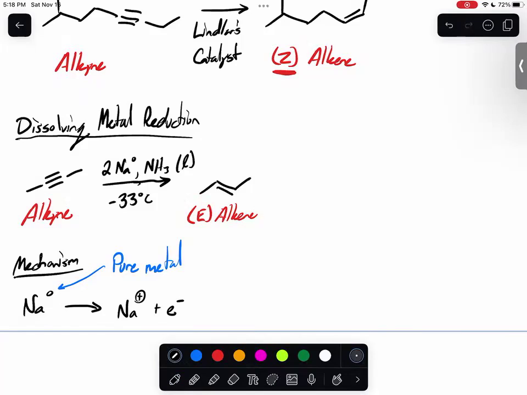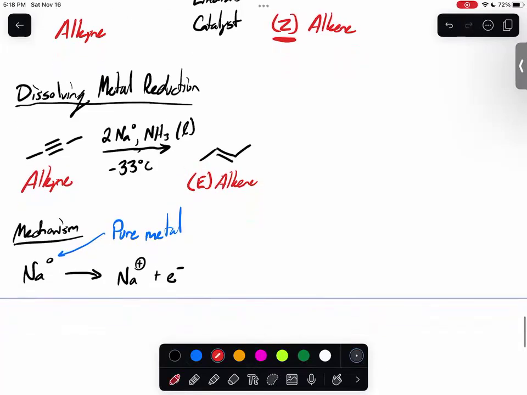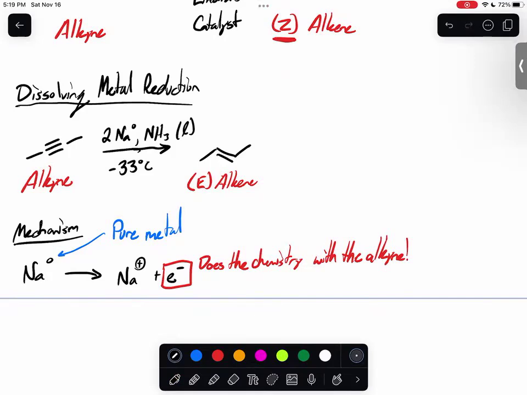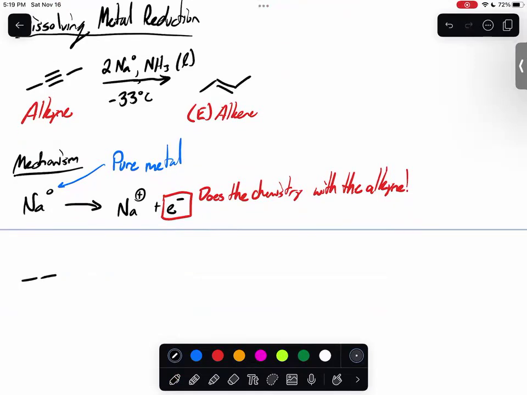This electron right here, this is the thing that does the chemistry with the alkene or alkyne, right? Because electrons just sitting around aren't very happy. As a matter of fact, it's something that you rarely ever see. This is one of the few reactions that we say just generates an electron. And so the electron is going to actually run into this alkyne and do some chemistry.